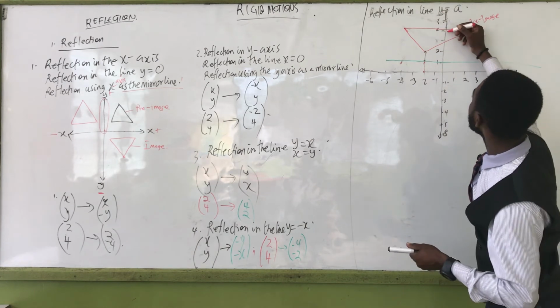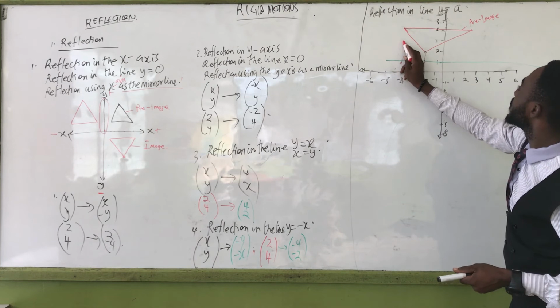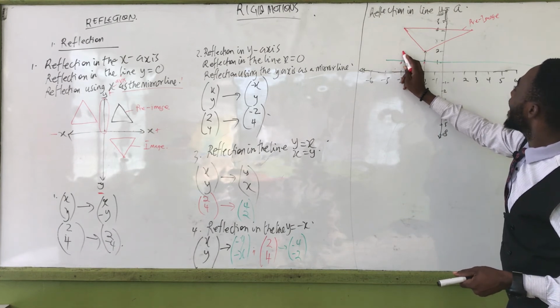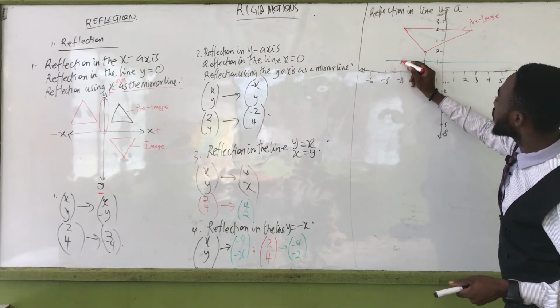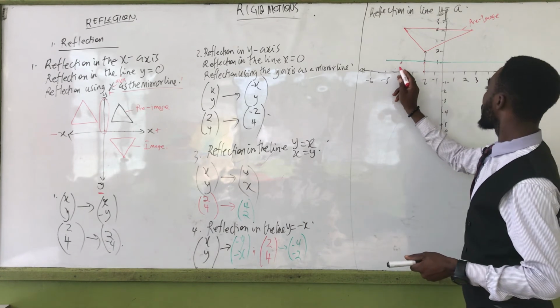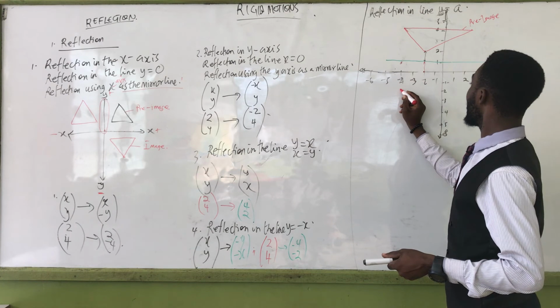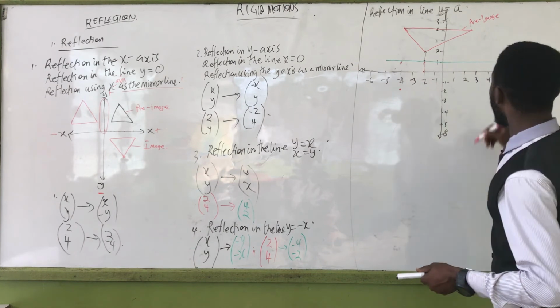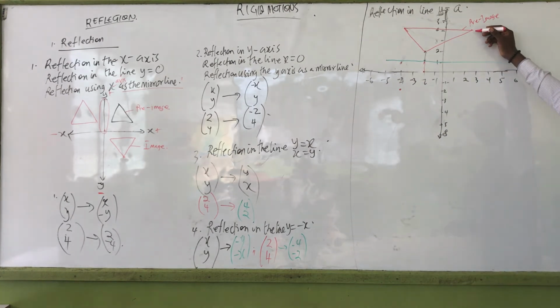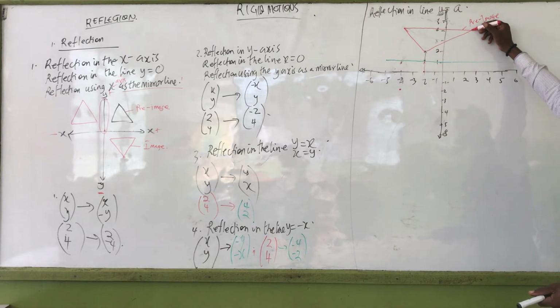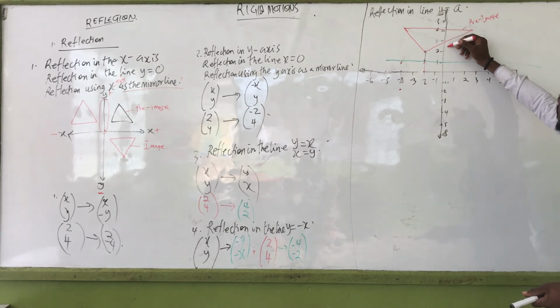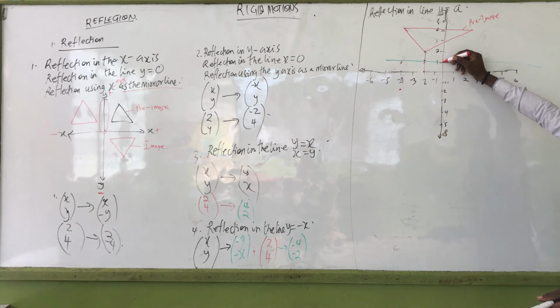This other point moves, let me see, 1, 2, and then 3 to arrive here. So from here, we'll also move 1. So 1, 2, and then 3. Second point is going to be here. And then we'll have the other one from here. This is moving how many times? So 1, 2, 3 times. 3 times to arrive at the image.